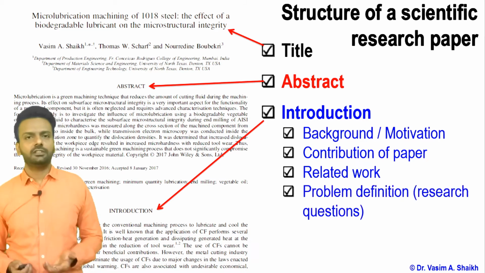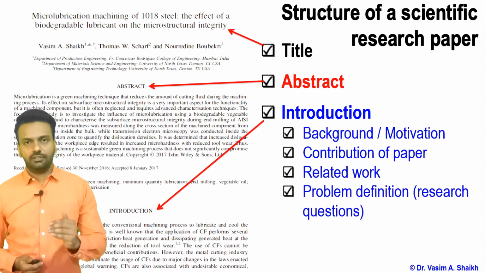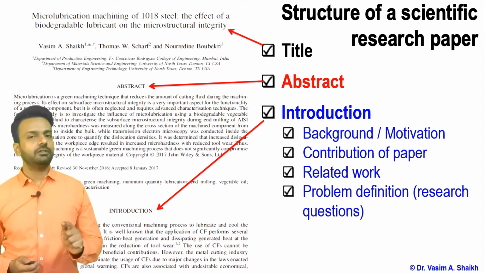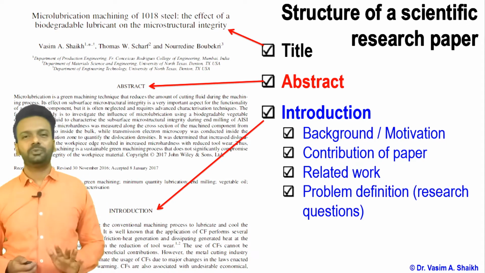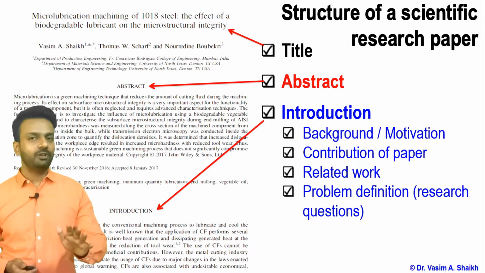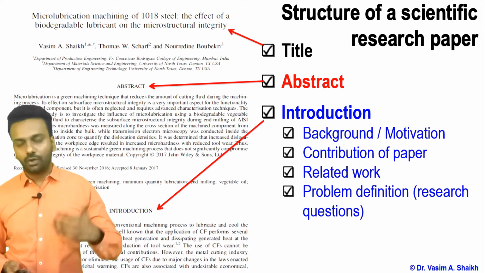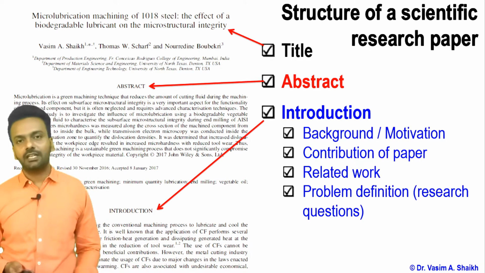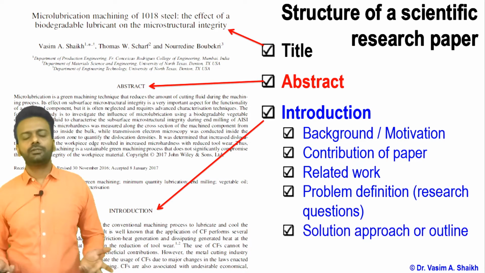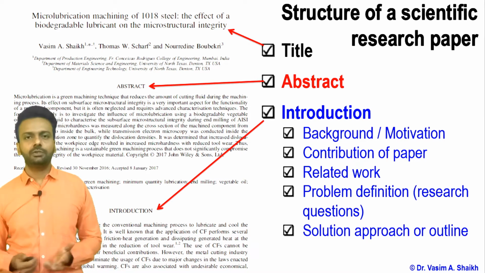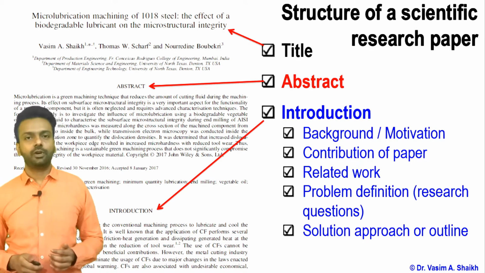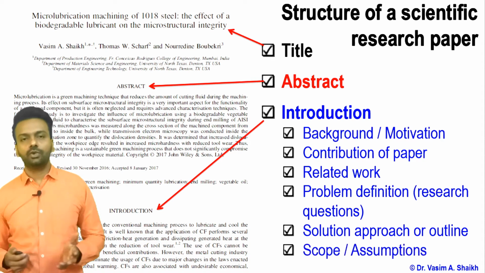Then the problem definition. As you reach the end of the introduction, they have to state the problem definition. If it is a good paper, the problem definition or the objective of the paper is there at the end of the introduction. If you want to find out what the problem definition is, what these guys are trying to solve, then you just directly jump to the last line or last paragraph of the introduction. Then they also mention the solution approach, or just an outline of what they are planning to do to solve the problem. Then the scope and the assumptions.